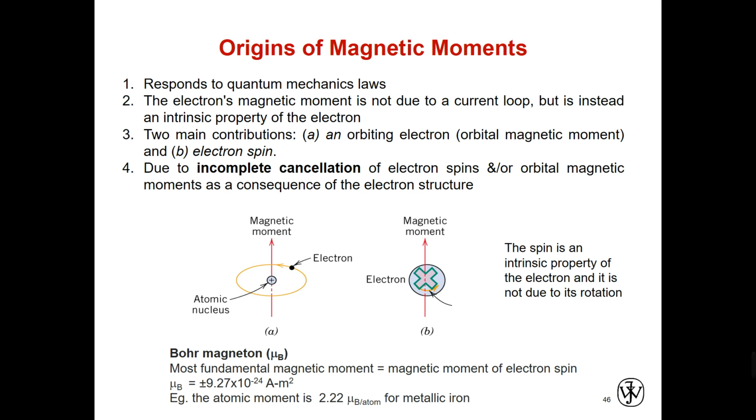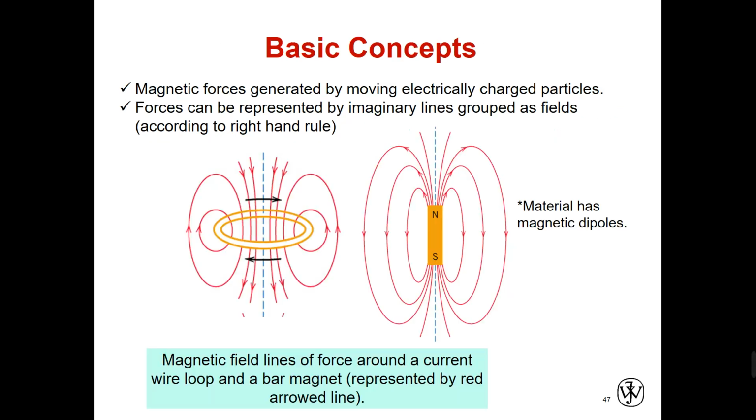So look at this figure. We have magnetic moment A and B, in which we have the atomic nucleus surrounded by the electron, as well as the spin as an intrinsic property of the electron itself, and it is not due to its rotation. The main concept is based on the Bohr magneton. The most fundamental magnetic moment is equal to the magnetic moment of electron spin. Mu B is plus minus 9.27 times 10 to the power of negative 24 ampere meter square. And the atomic moment is 2.22 for metallic iron, as an example.